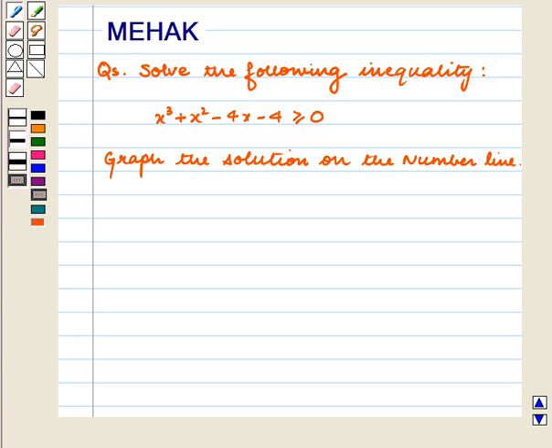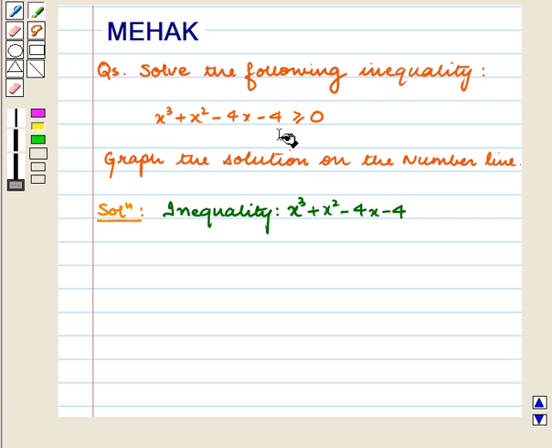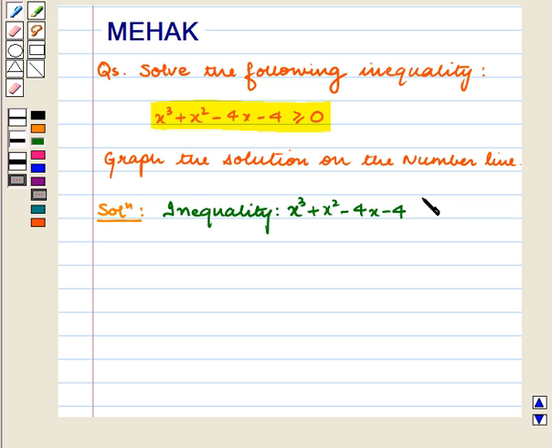In this session, we are going to discuss the following question: solve the following inequality x cube plus x square minus 4x minus 4 is greater than or equal to 0. Graph the solution on the number line. We have to solve the inequality x cube plus x square minus 4x minus 4 greater than or equal to 0.